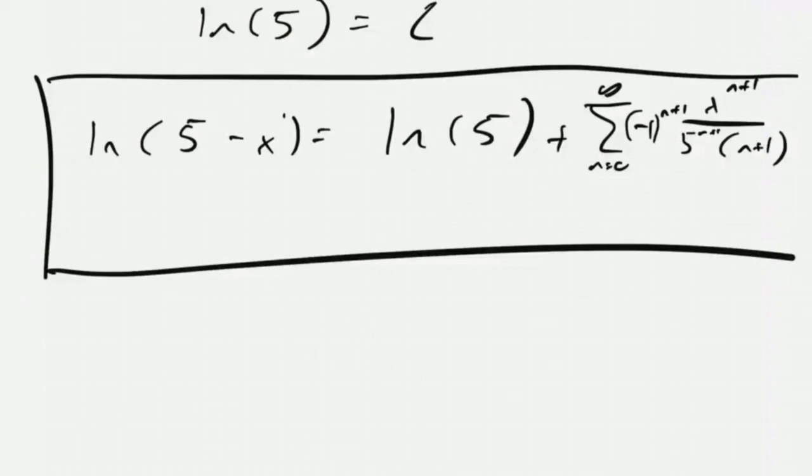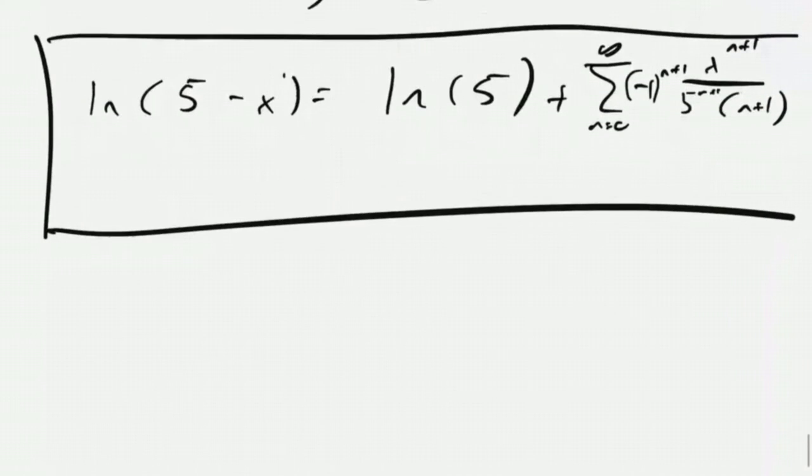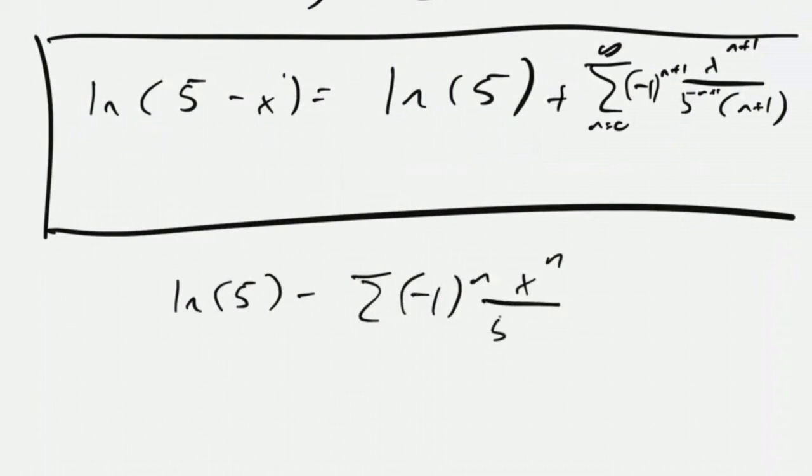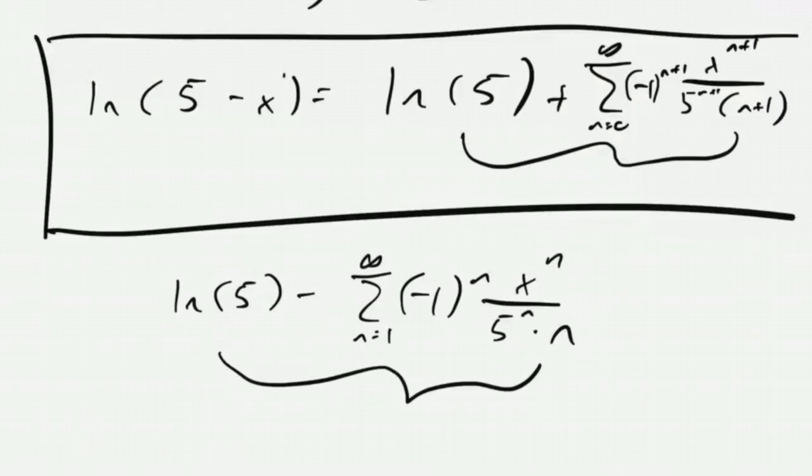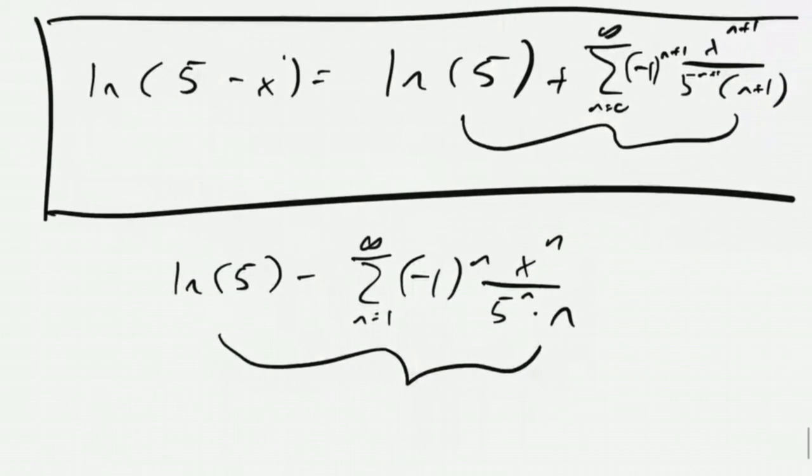I just looked up the answer in the back of the book to make sure I was right, and I am, but the book has written it in a different format. The book has written the answer as ln of 5 minus this, and the series is actually starting at 1. This is actually the same as this. So if you were writing a test, either one of these would be acceptable.